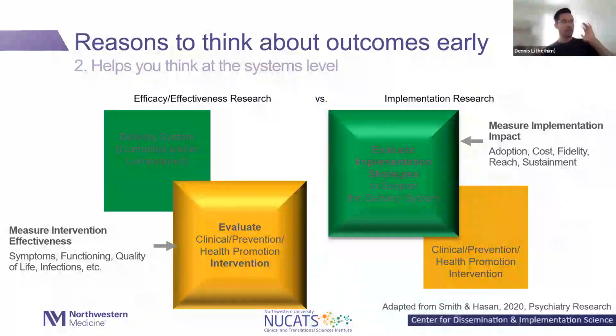Thinking about outcomes early helps you think at the systems level. So I believe we might have seen this figure in the first week, but in effectiveness research, we are really focusing on the effects of the clinical intervention with the service delivery system in the background. But implementation really focuses on the systems level. And for folks who are trained as clinical, like RCT scientists, sometimes that's hard to do. So thinking about where these outcomes are measured and where they sit can help one reframe their thinking to be kind of at the higher systems level.